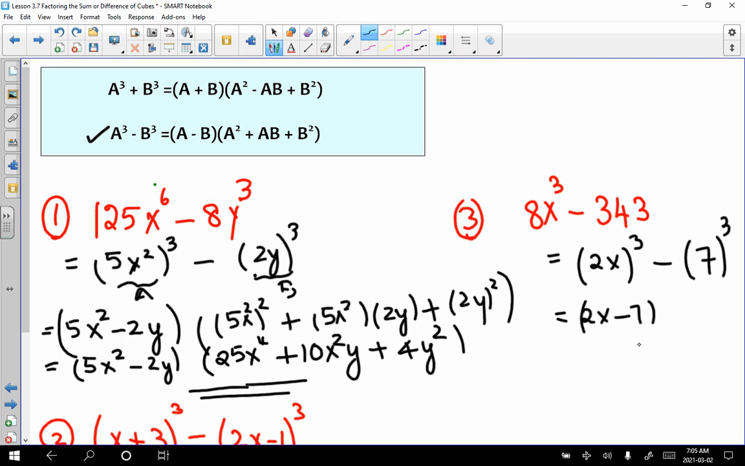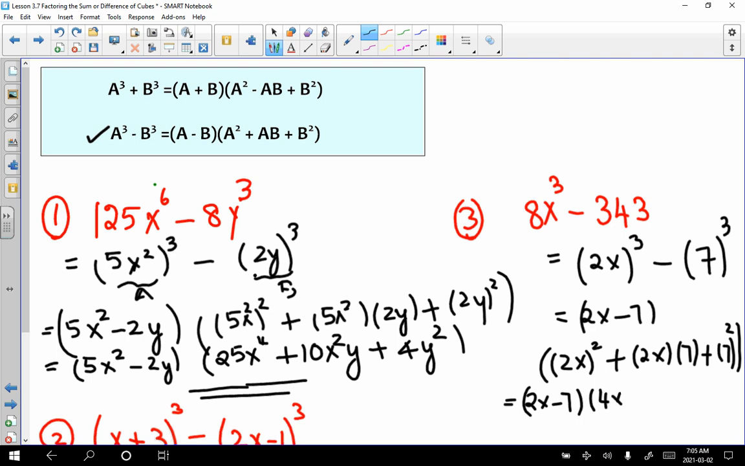And the second factor I'm going to write at the bottom here because I don't have room. So a squared plus ab, so 2x times 7 plus b squared, so square of 7. Okay, you got to simplify the second set of brackets. You get 2x minus 7, and in the second set of brackets you square 2x, you get 4x squared plus 14x plus 49.